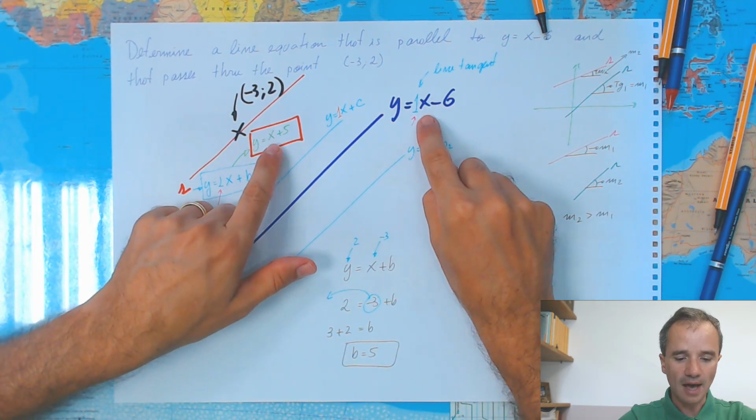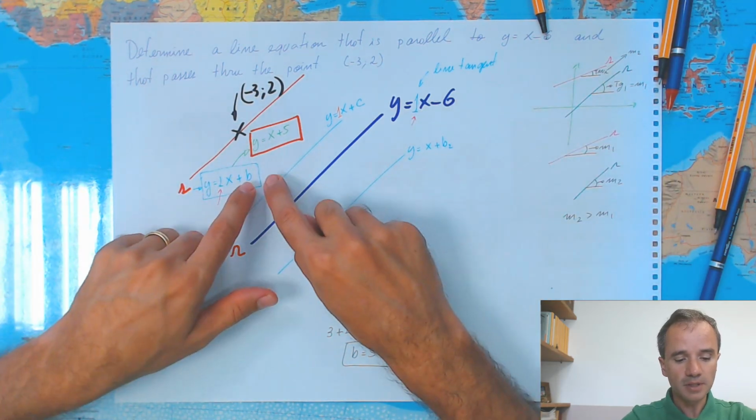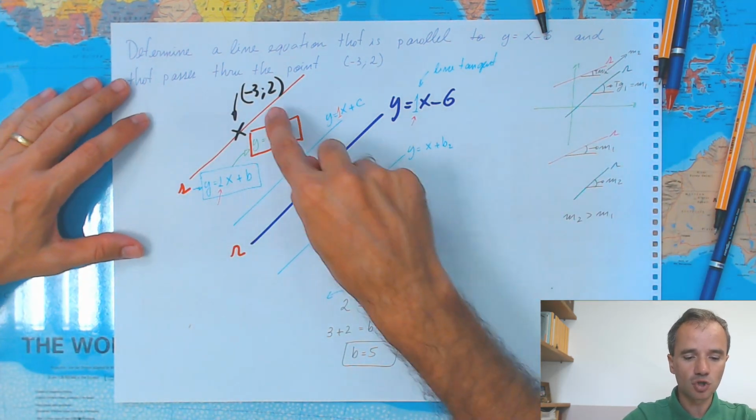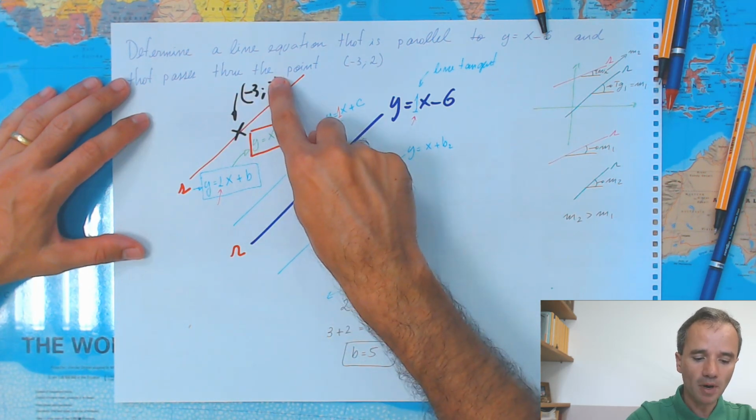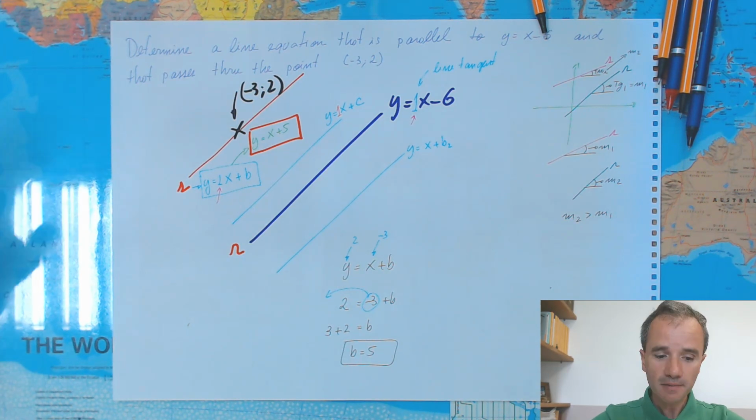It must have the same coefficient in front of the x because it's parallel, and to determine the value of b we just have to plug that point into this equation, and then we determine b. Okay, and that's it for the equation.